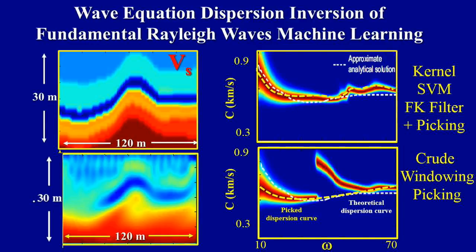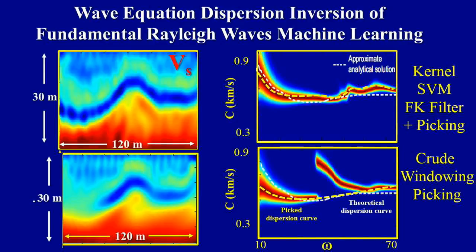So he picks that, and what kind of result does he get after he inverts it using the wave equation dispersion inversion method? He gets that. So we compare that to that, we get a much better result.